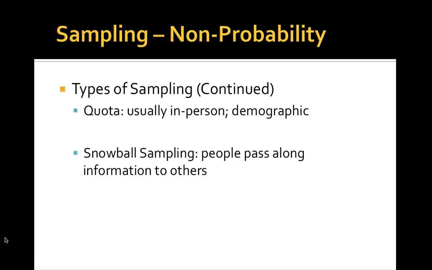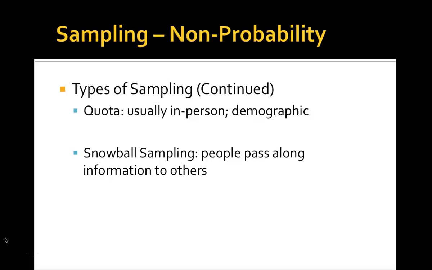We may use quota sampling. So for example, usually when you're doing research in person, you might decide that you want to survey 50 men and 50 women, right? So often, again, this is a demographic variable. By choosing 50 men and 50 women, you may say the first 50 men that I come across and the first 50 women that I come across, I'm going to ask this particular set of questions to, right? So I'm meeting a quota. I want 50 men and 50 women.